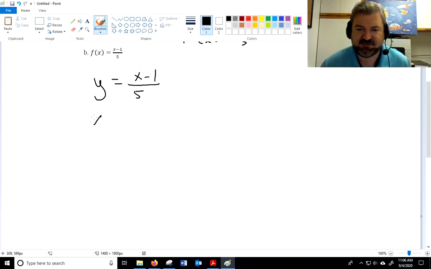And now I flip-flop the x and y. So the y becomes an x, and the x becomes a y. And that's the invert step. This is the inverse of this, because I flip-flop the x and y's.